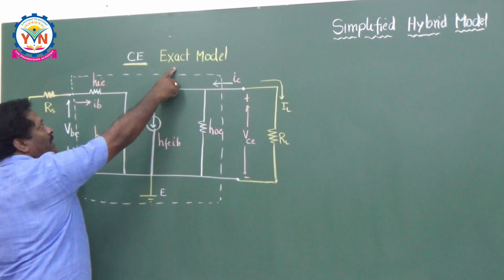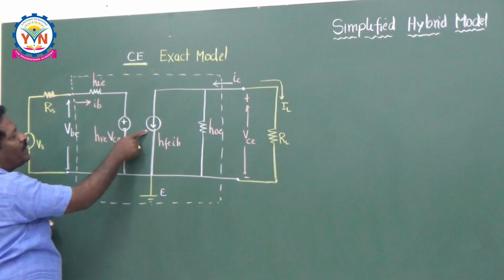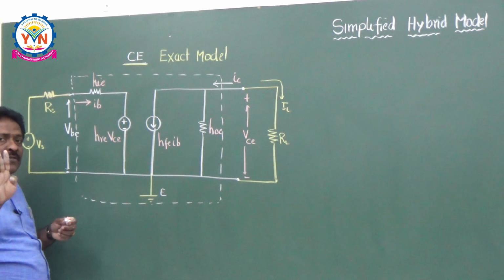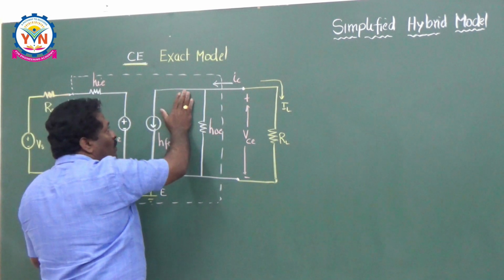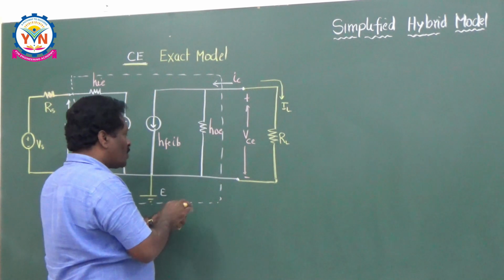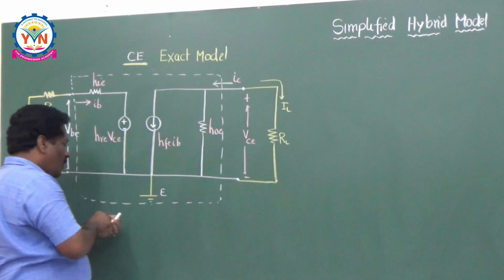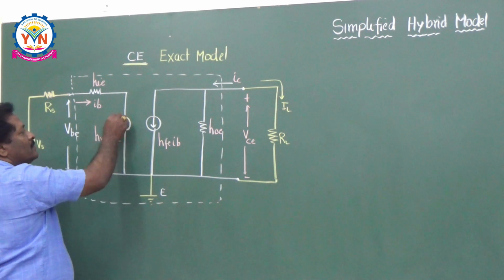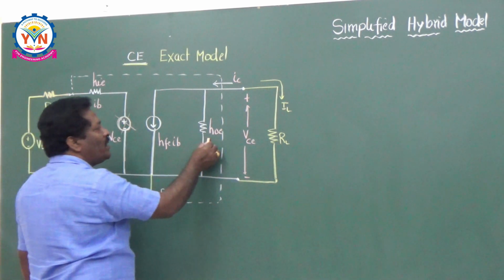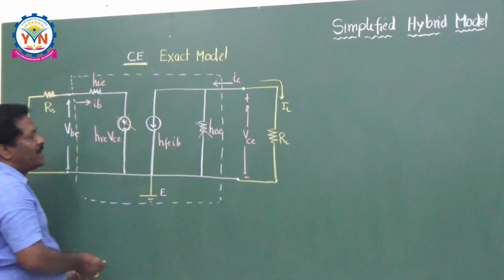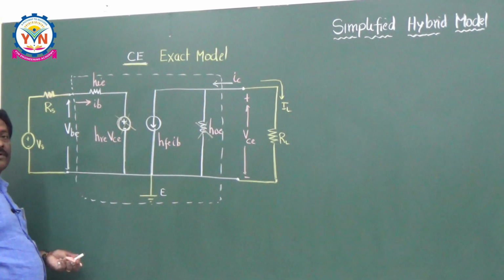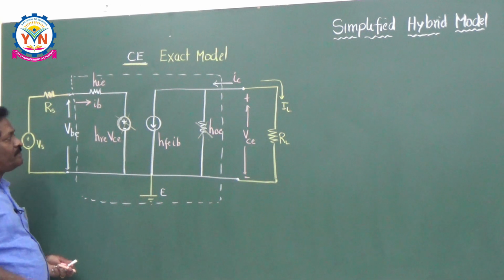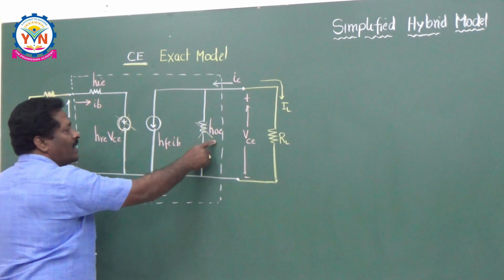It is an exact model because you are considering all 4 H parameters. Now, I would like to consider only 2 H parameters out of these 4. Then the exact model becomes an approximate model. So, what can be neglected here? If you neglect this voltage source in the input side and the HOE from the output side, then whatever is remaining is an approximate model. So, out of these 4 H parameters, we are neglecting the effect of HRE as well as HOE.